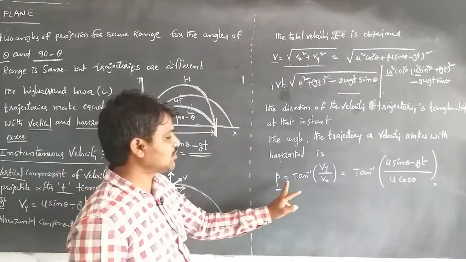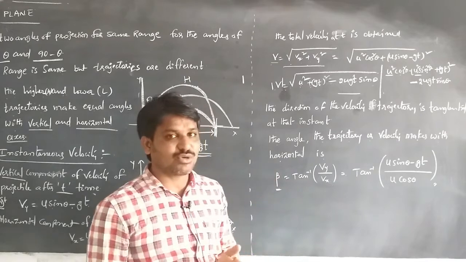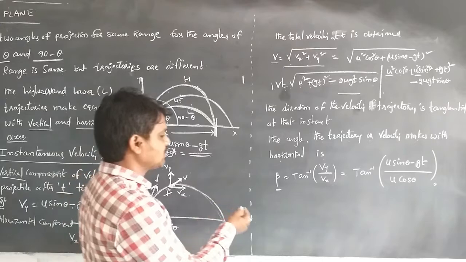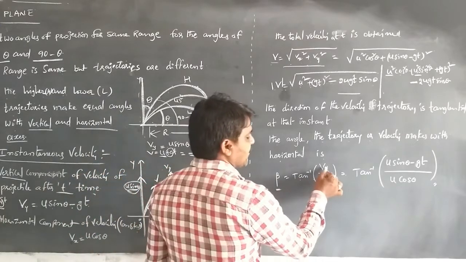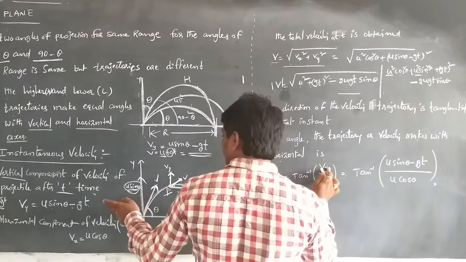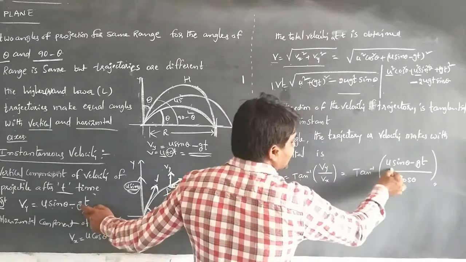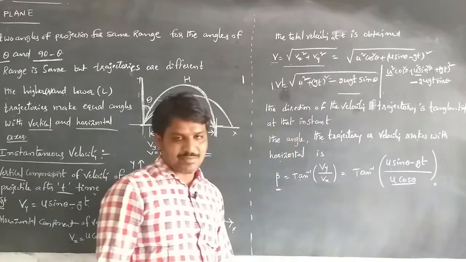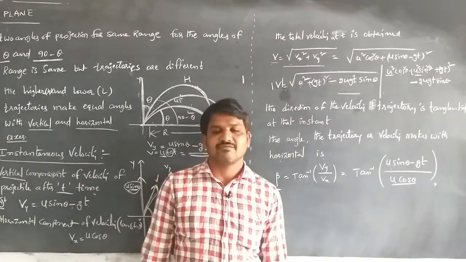So tan beta is equal to opposite by adjacent. Opposite is Vy and adjacent is Vx. So beta is equal to tan inverse of Vy by Vx, which is tan inverse of u sin theta minus gt by u cos theta, where Vx is equal to u cos theta. This is about instantaneous velocity.